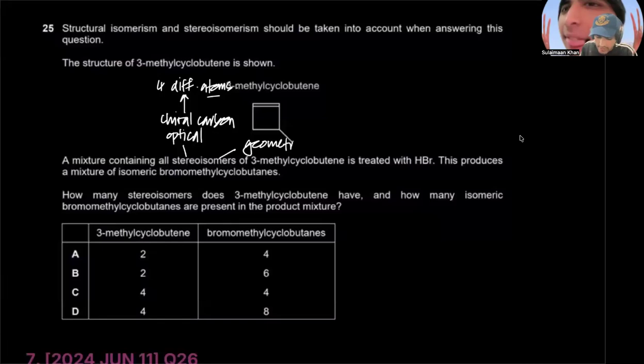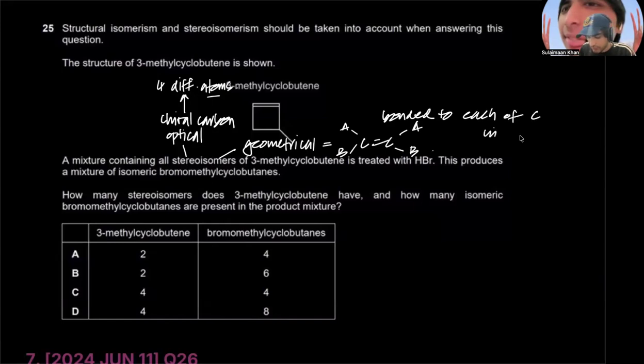And geometric isomerism takes place when you have 2 different groups A and B bonded to each of the carbons in the double bond. That's where cis-trans isomerism or geometric isomerism is going to take place.